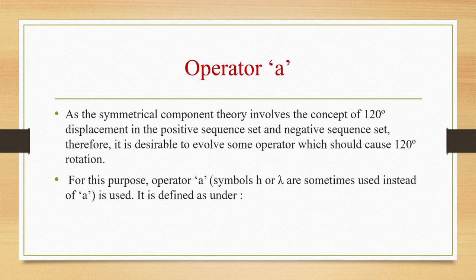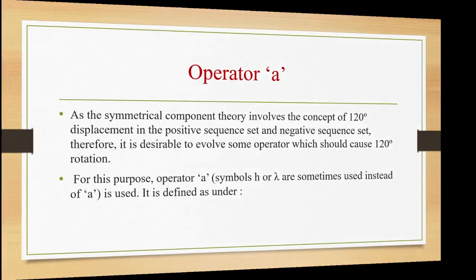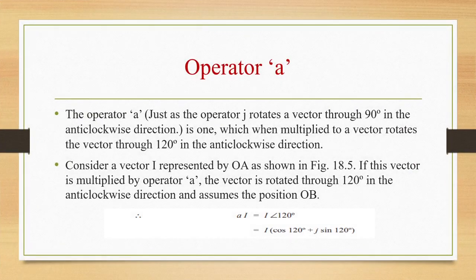So for this purpose, operator A, in place of A, sometimes symbol H or a lambda can also be used. It is defined as under: operator A is one which when multiplied to a vector rotates the vector through 120 degrees in anti-clockwise direction.